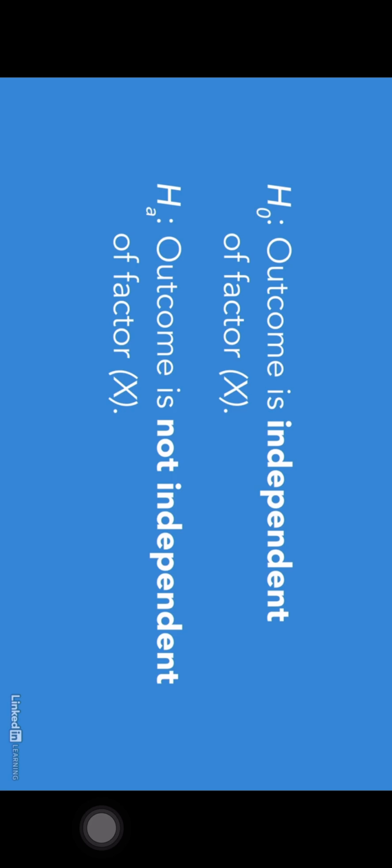In our example, the null hypothesis is the surgical outcome is independent of hospital. In other words, the choice of hospital has no effect on surgical outcome. The alternate hypothesis is the surgical outcome is dependent on hospital. So, choice of hospital has an effect on surgical outcomes.